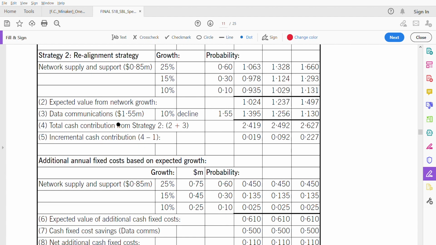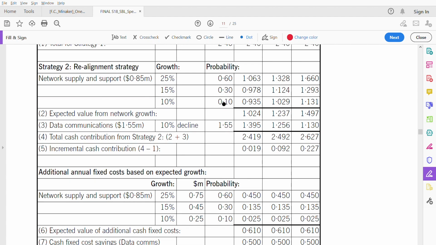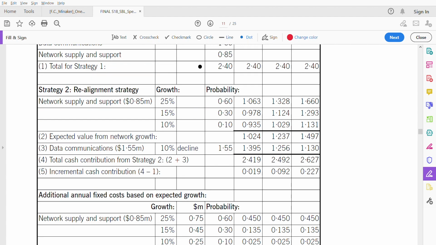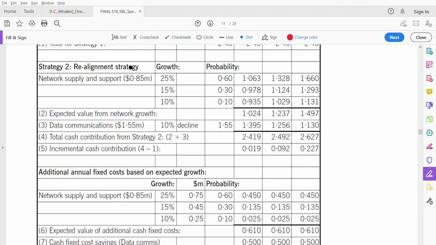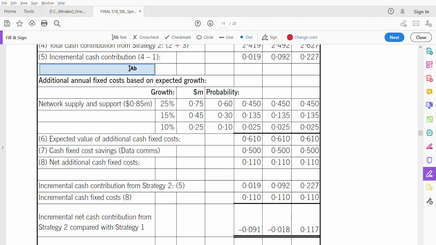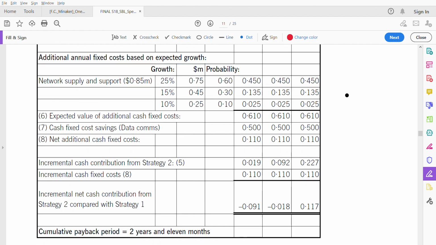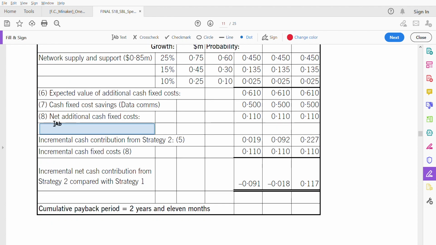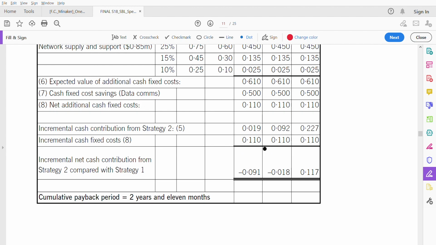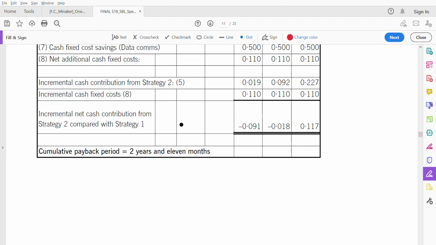The total cash contribution from strategy 2 minus the total for strategy 1, this one. Additional annual fixed cost based on expected growth. So here they have given you the expected value of additional fixed costs, the cash fixed cost savings, and the net cash additional fixed costs, and also the incremental cash contribution and incremental cash fixed cost. And then they have compared with strategy 1, the strategies 2, the incremental net cash contribution. And the cumulative payback is 2 years and 11 months.